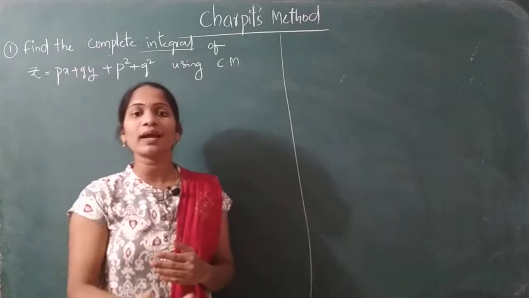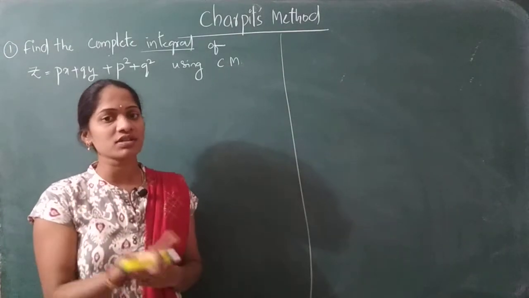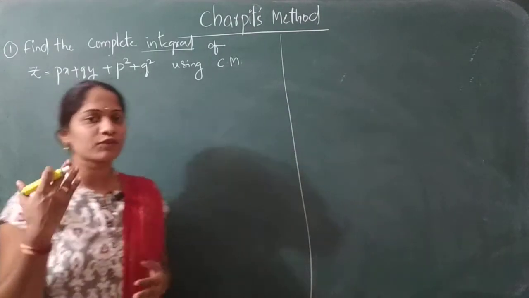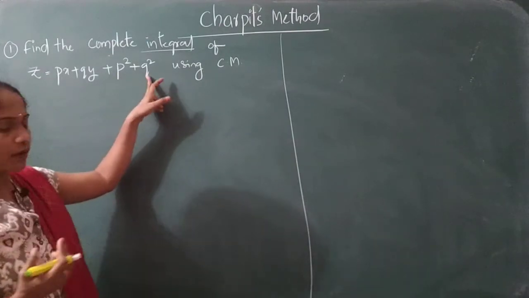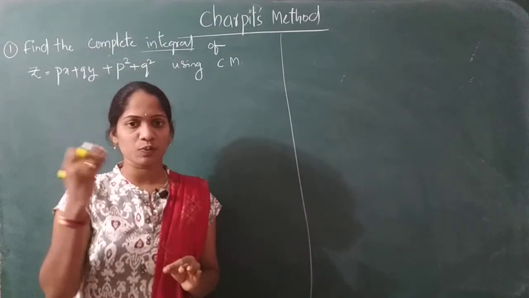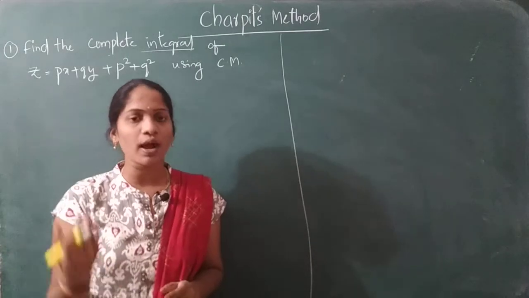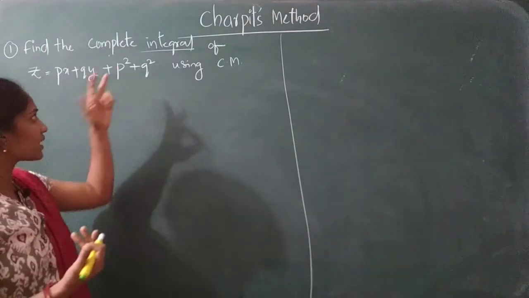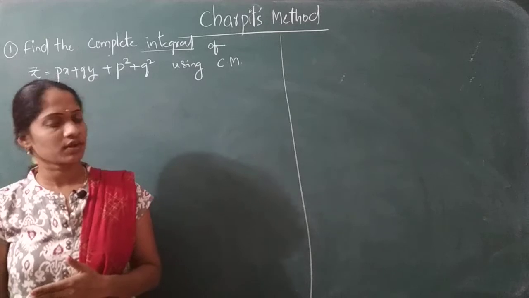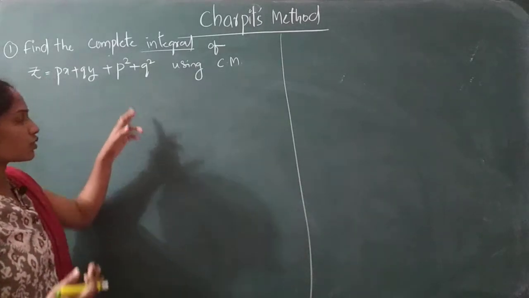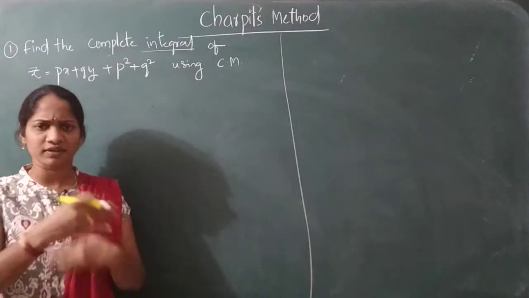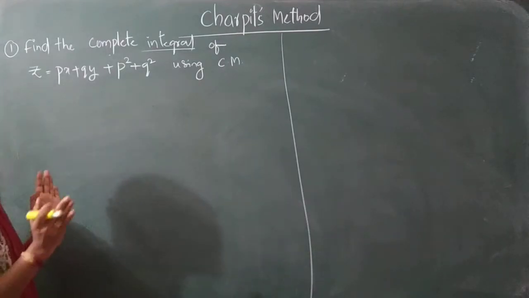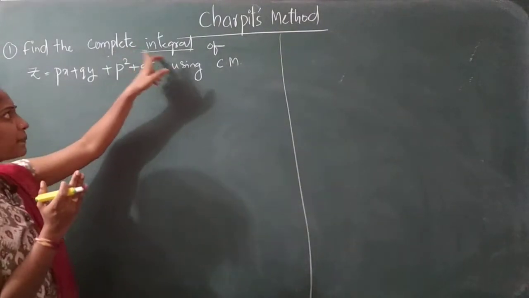Or simply, what is the complete solution? You have to eliminate the arbitrary constants, or else if the question is in terms of p comma q, you have to differentiate with respect to p and with respect to q, and substitute the values in the given equation. That is known as the given PDE, and this is known as the complete solution. So now you have to find the complete solution.